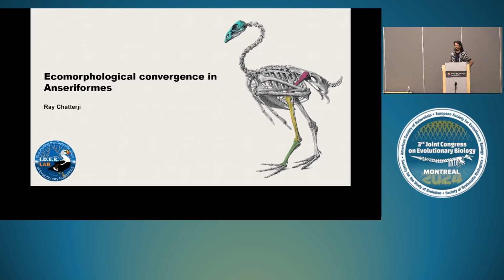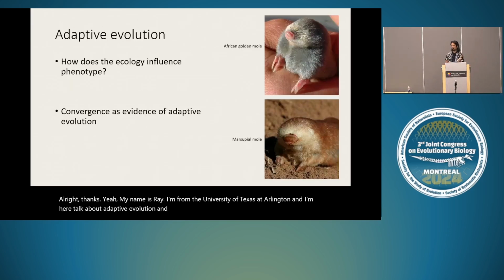All right. Thanks, everyone. My name is Ray. I'm from the University of Texas at Arlington, and I'm here to talk about adaptive evolution and convergence. Like every evolutionary biologist, I'm very interested in adaptive evolution and how we got the cool phenotypic diversity that we see in all animals today. I've been particularly interested in how convergence can be used as evidence for that adaptive evolution, which has been around since people have been thinking about evolution. But in the last couple of decades, it's got a bit more complicated than that.